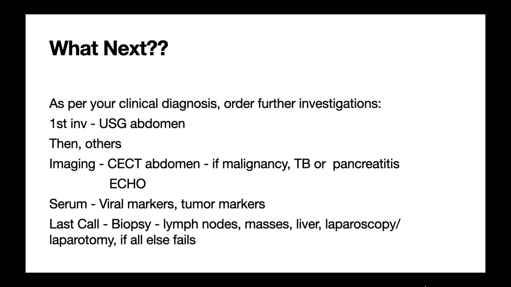And similarly, in blood, you can look for viral markers or tumor markers. If you suspect malignancy or tuberculosis, go for lymph node FNAC. If you get nothing, nothing in the echo, nothing in the ultrasound, nothing in the ascitic fluid, basically it's all inconclusive, then the final port of call is a laparoscopy or a laparotomy.